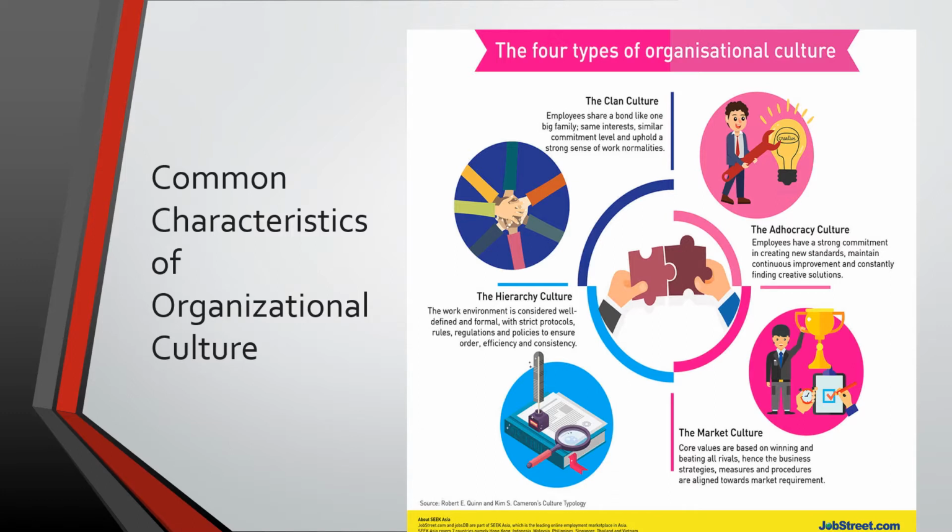The differences between these cultures are reflected in their external versus internal focus, and also in stability versus flexibility. For example, the clan culture is internal focus and flexible. Adhocracy is external focus and flexible. So clan is internal, adhocracy external, and both are flexible. Markets are external focus and stable. Hierarchies are internal focus and stable. So market is external, hierarchy is internal, and both have a stable culture.